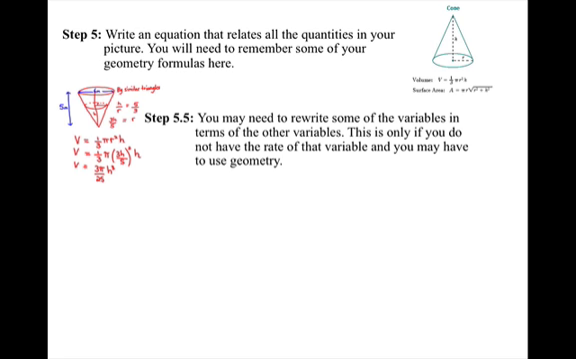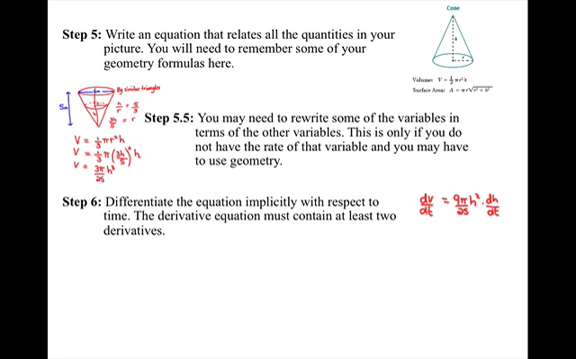Now, this next step is called step 5.5 because sometimes you don't have to do this step. You may need to rewrite some of the variables in terms of the other variables. This is only if you do not have the rate of that variable, and you may have to use geometry. Step 6, differentiate the equation implicitly with respect to time. The derivative equation must contain at least two derivatives, such as this example, dV/dt and dh/dt. One of them you have to find. The other one is a rate that you should have been given in your given information.